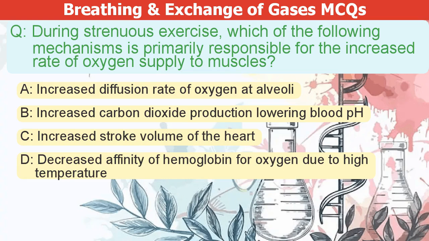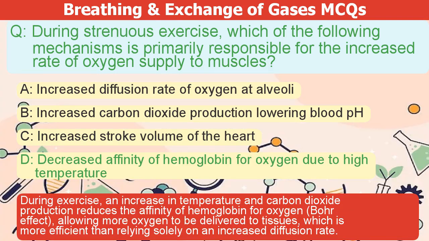During strenuous exercise, which of the following mechanisms is primarily responsible for the increased rate of oxygen supply to muscles? A. Increased diffusion rate of oxygen at alveoli. B. Increased carbon dioxide production lowering blood pH. C. Increased stroke volume of the heart. D. Decreased affinity of hemoglobin for oxygen due to high temperature.